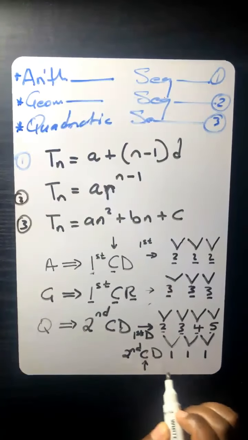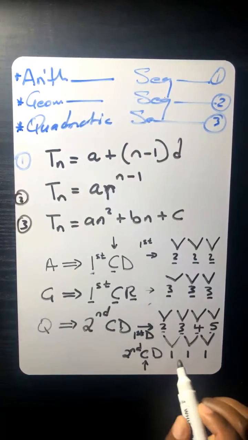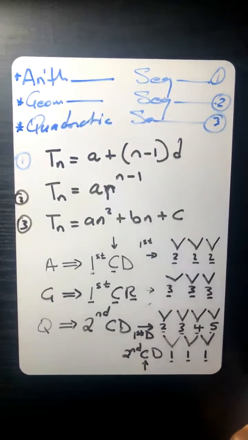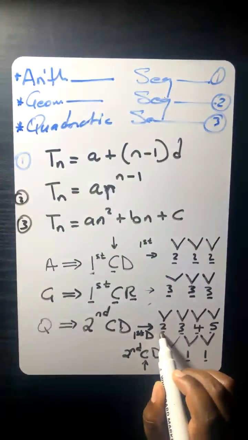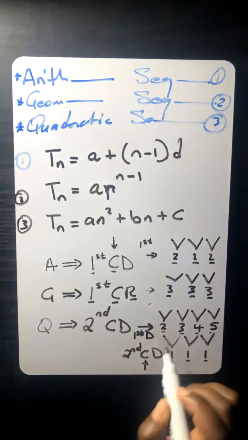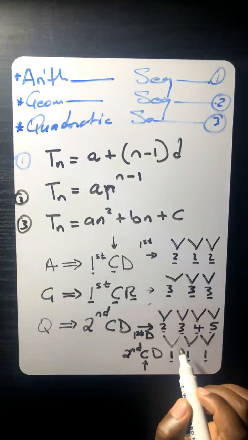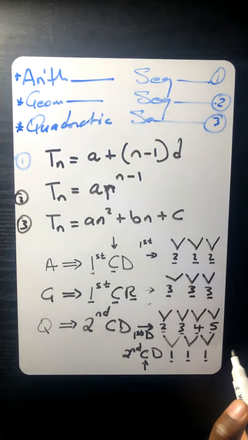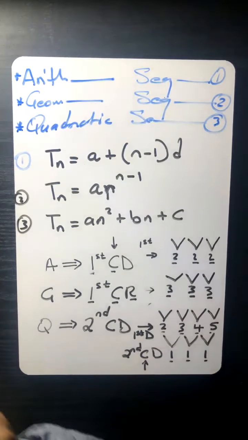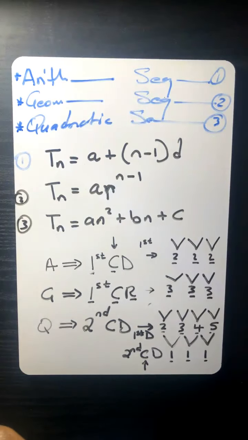Why C? Because it's common. How do you notice it's common? That's when you're having the same number. But the first difference is not common. So you cannot call the first difference the first common difference. So you just call it the first difference. I hope, ladies and gentlemen, that made sense in terms of you noticing the difference between the types of sequences.